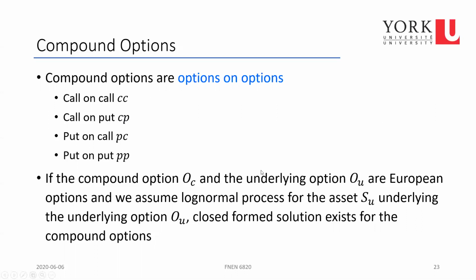So we have to have a few terms. Option C means the compound option. OU means the underlying option, whereas the option on an option. So this is the underlying option. And SU is the underlying asset for this option here, for the underlying option. It's a little bit complicated to talk about the relation because it's an option on an option rather than an option on a stock.